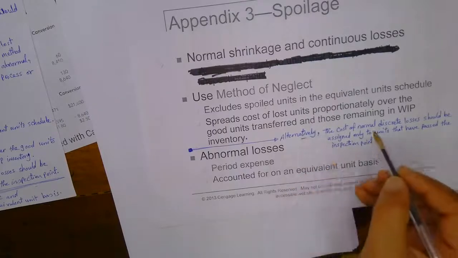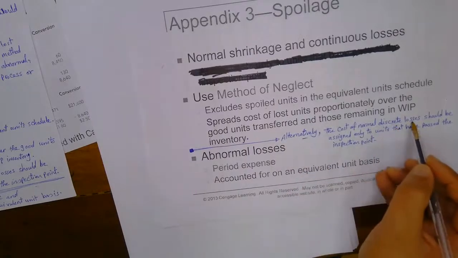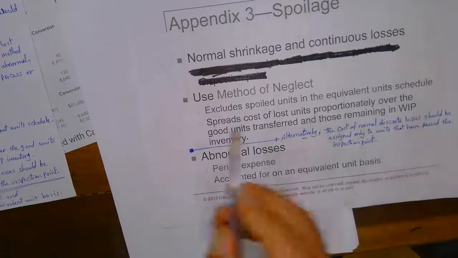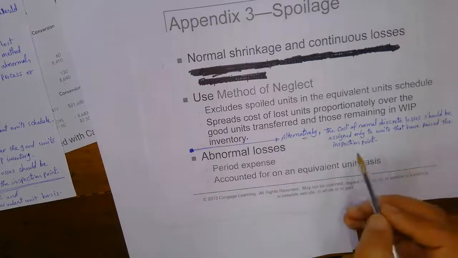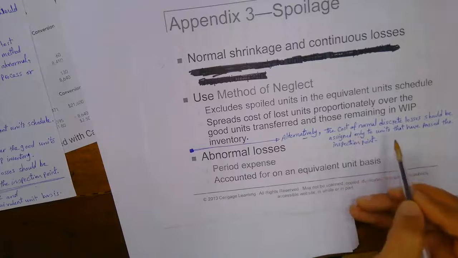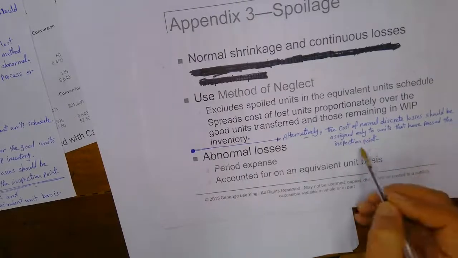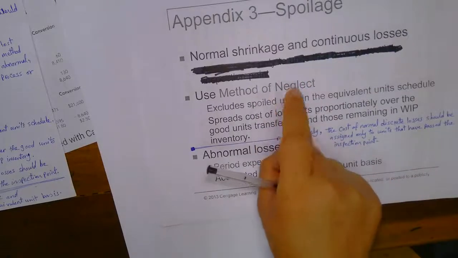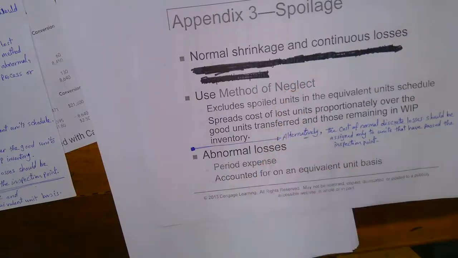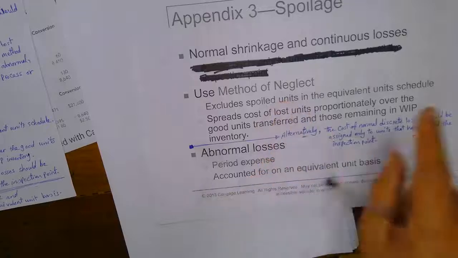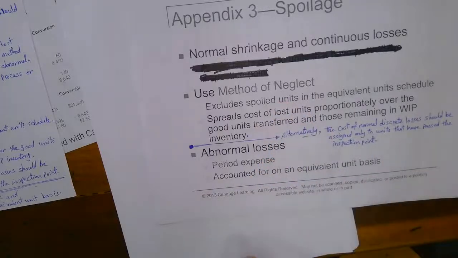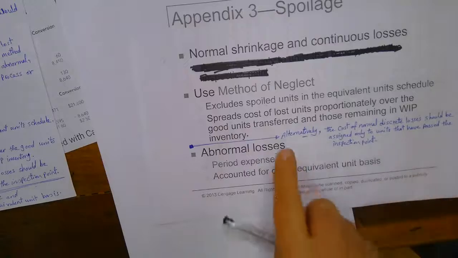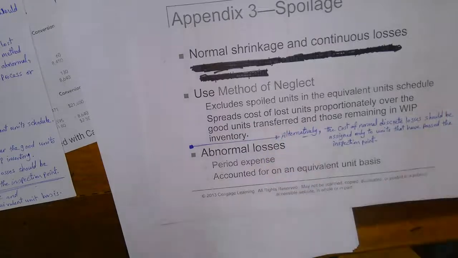Alternatively, the cost of normal discrete loss should be assigned only to units that have passed the inspection point. So in the method of neglect, we ignore the spoiled units from the schedule in step number 3 and distribute the cost proportionally over the units transferred out and the ending work in process.